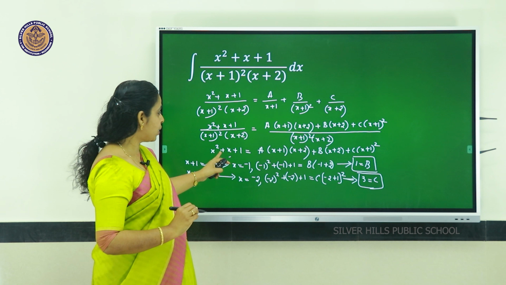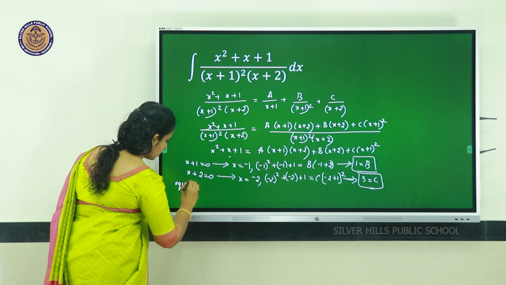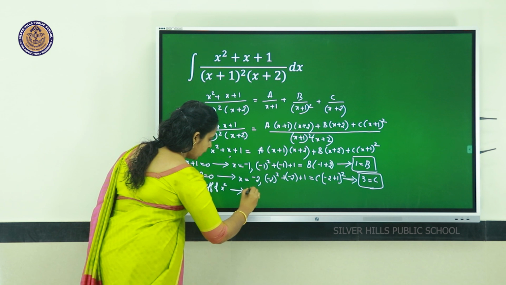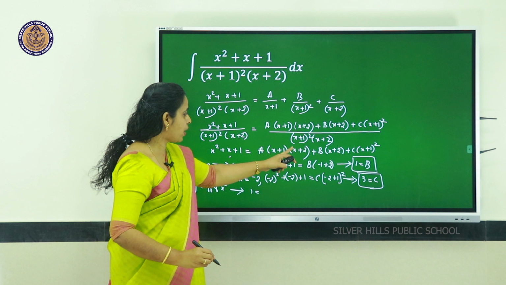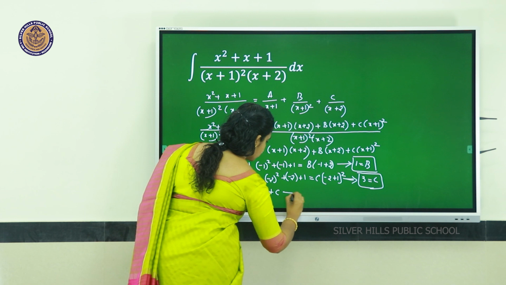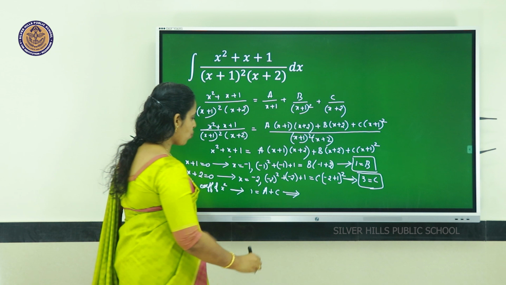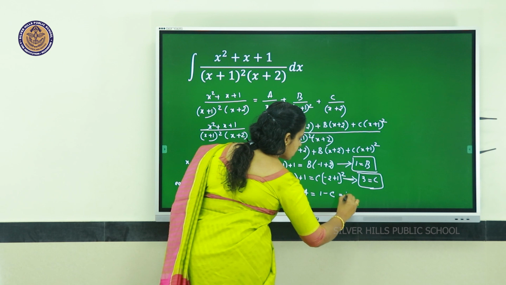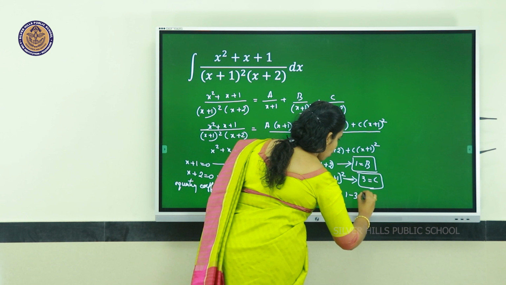Equating coefficient of x square gives 1 equal to, here comes a into x, so a. Then here no x square term, remaining with c. So a plus c, where the c value we already found out here. So the value of a will be equal to 1 minus c, equal to 1 minus 3. That means the value of a we got is minus 2.